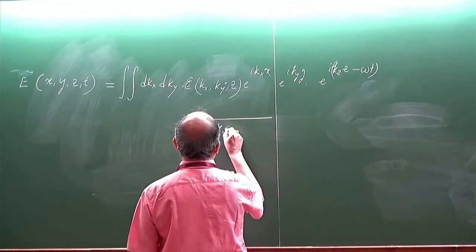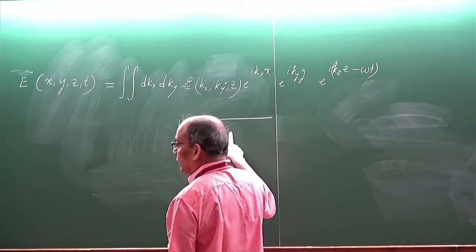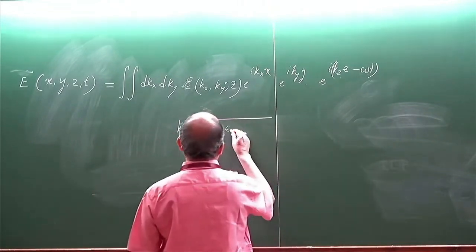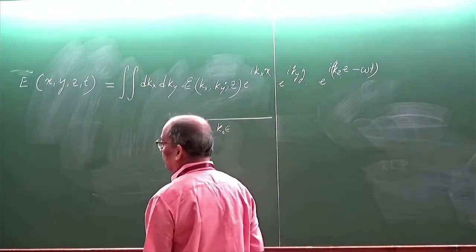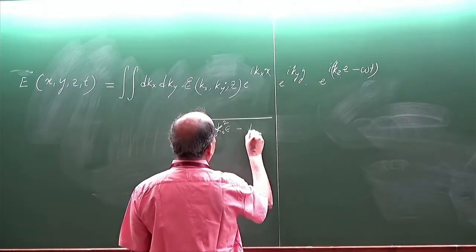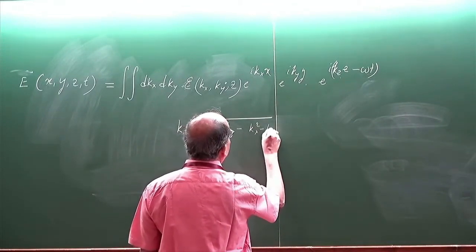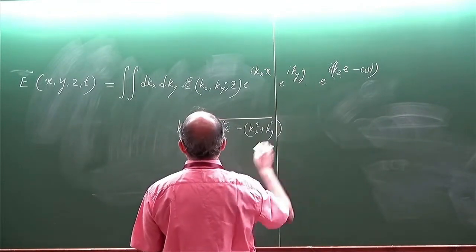If you have a medium with refractive index, a dielectric function given by epsilon, you'll be writing it like this. If you have a non-magnetic or magnetic medium, you'll be writing epsilon mu, and then k naught squared epsilon minus kx squared minus ky squared. That's the way we'll be writing the z component of the wave vector.